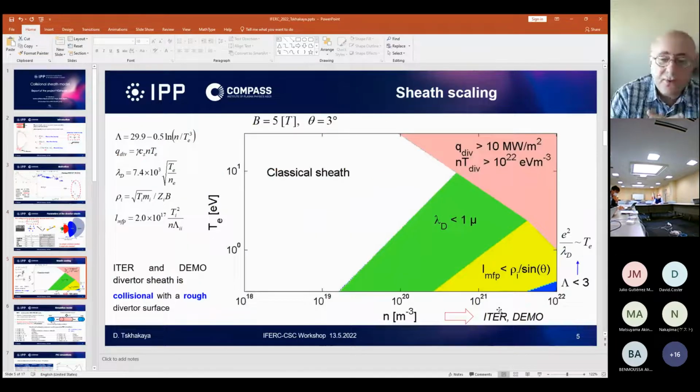And for this, we can consider the following graph. This is density, this is temperature, and we can use some assumptions like cutting out too high heat loads to the divertor, too high pressure in the outer midplane, and we find out that the classical sheath conditions will be satisfied here. There are some other regions, but most important, the collisional region stops in this yellow area. So whenever I have high densities and low temperatures in this area, you do not have classical sheath anymore, so the mean free path becomes smaller than the ion gyro radius.